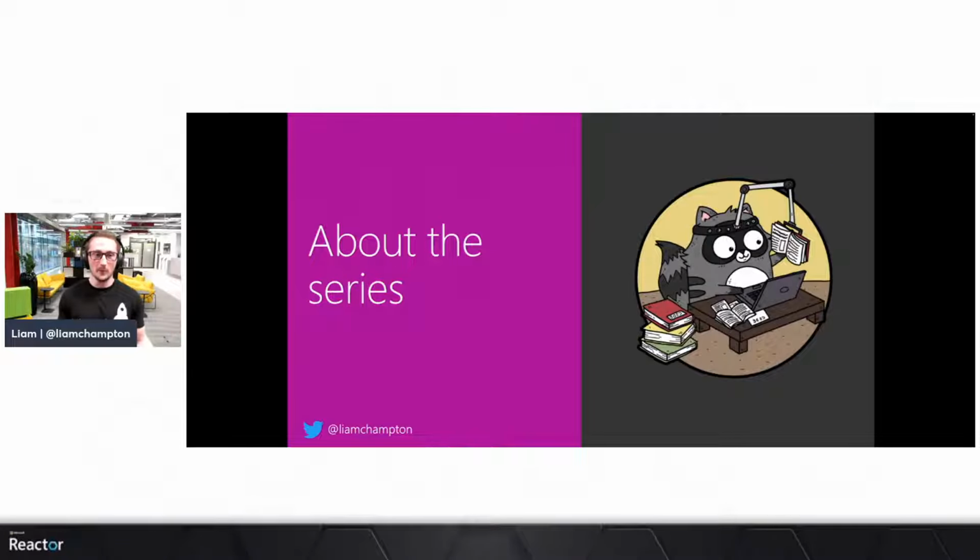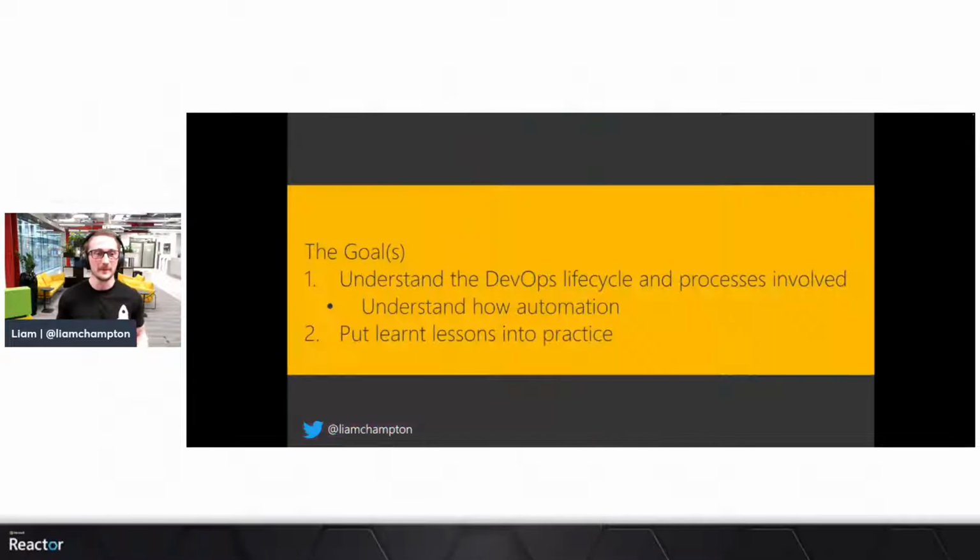So what is this series about? What am I talking to you about over the course of February? There are two main goals. Goal number 1 is for you to understand the DevOps lifecycle, the processes involved, and understand how automation really works. That is the main goal of this one today. And the second goal is to put lessons into practice.